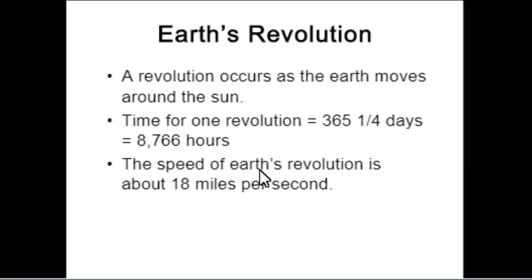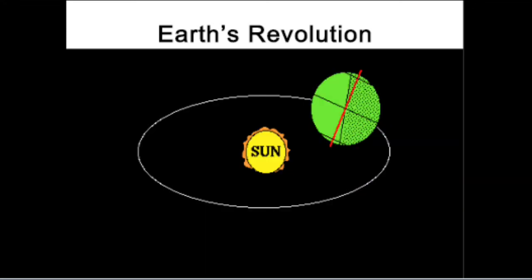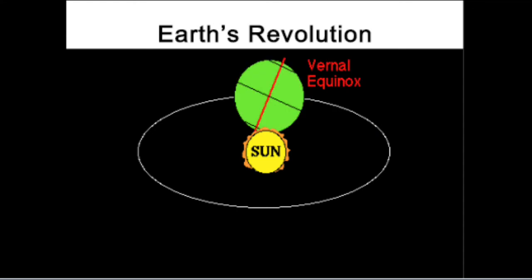The speed of Earth's revolution is about 18 miles per second. So every second, the Earth moves about 18 miles in its trip around the sun. So here we have a picture of the Earth revolving around the sun.